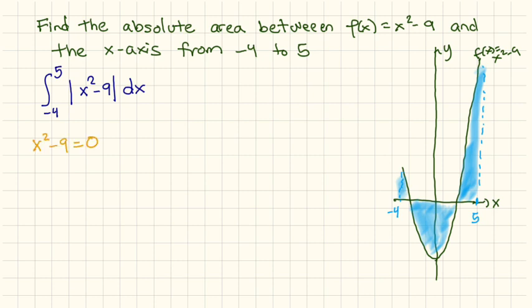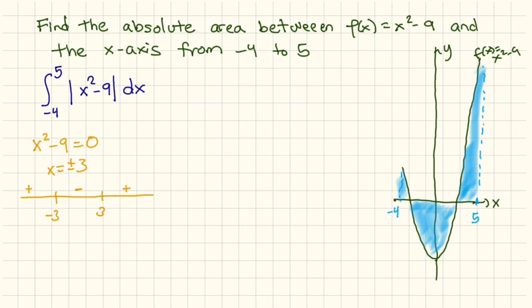So the first thing to do is figure out where this is negative and where it is positive. I'm going to set it equal to 0 and find out where it's 0. Then I'll use a number line to find each place where it's negative and positive. So I can see that it is 0 at -3 and 3.